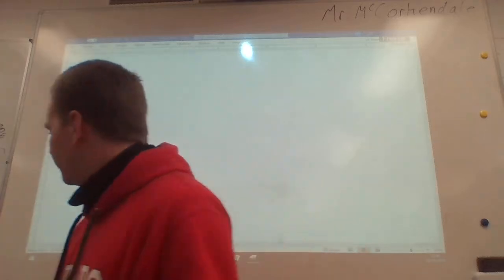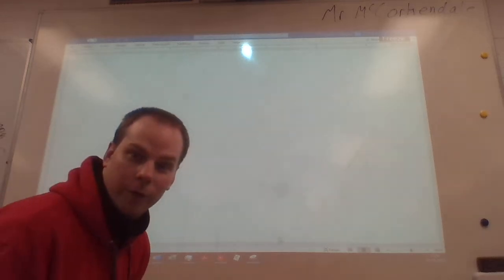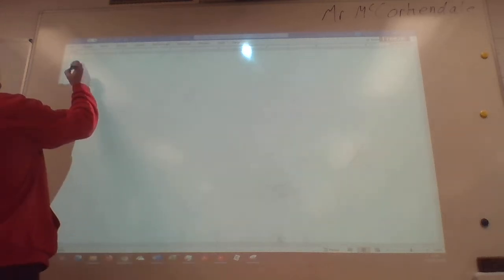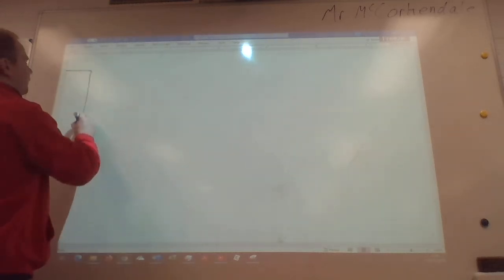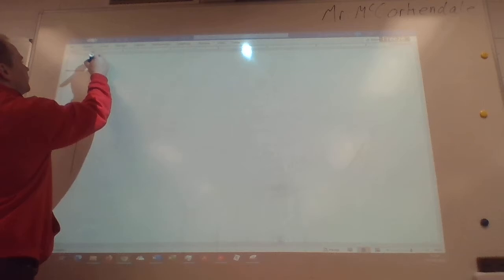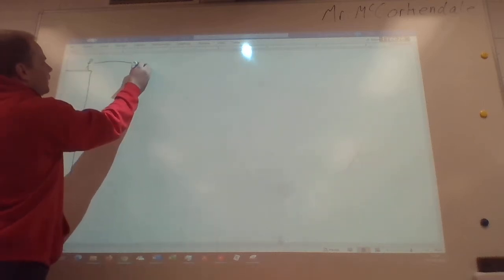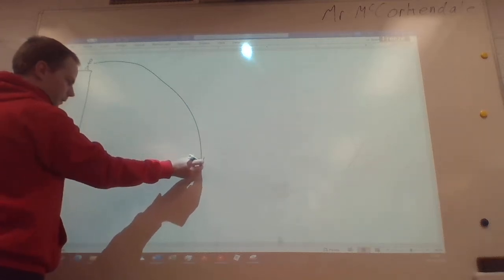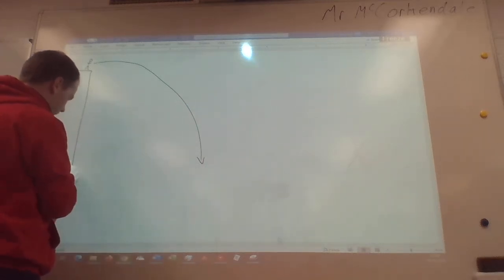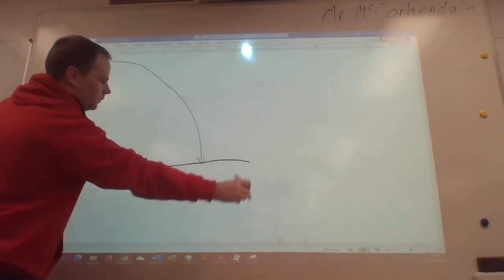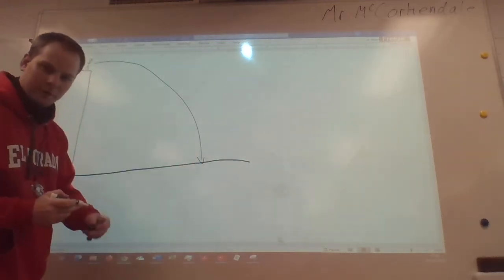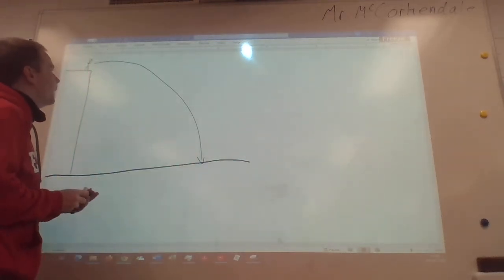So first things first, we are going to draw a picture. Weird, right? All right. So we have a cliff, a student on the top, and he throws a rock or something, an object, and it goes out like this. And pretend that's a horizontal line and not actually a sloped line.